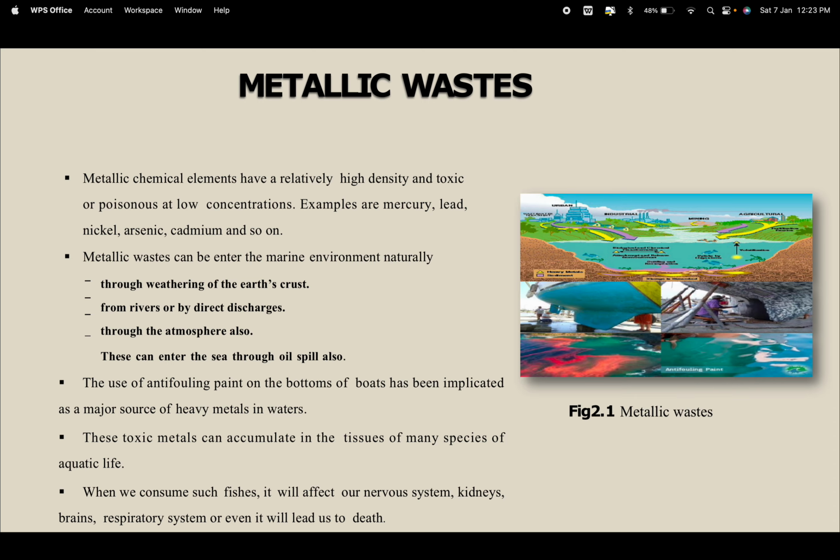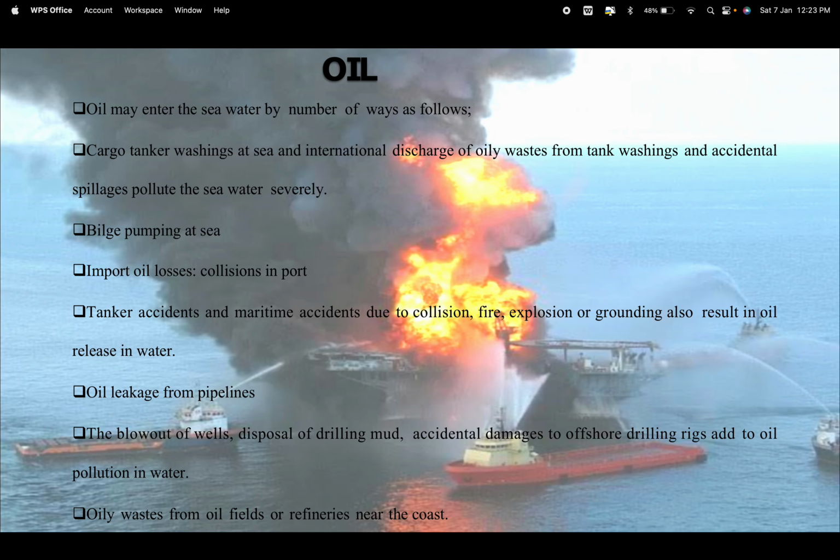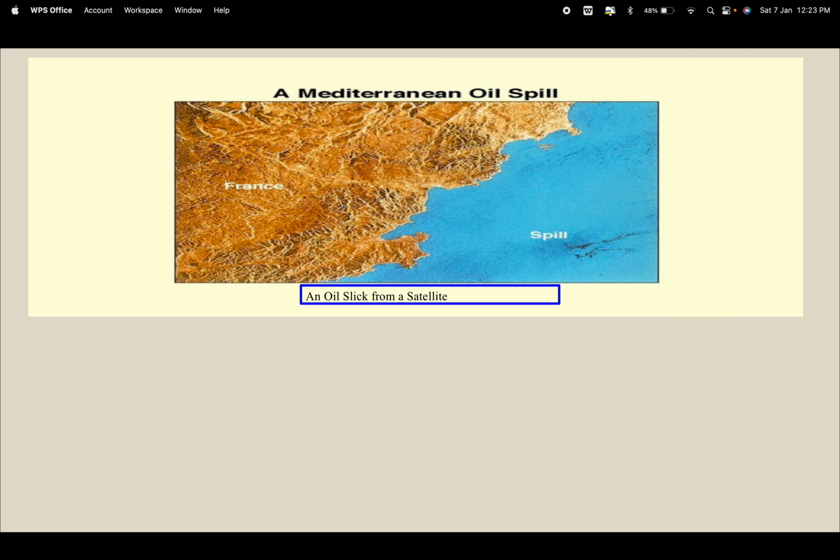Now move to the next slide. Oil. Oil may enter the sea in a number of ways as follows: cargo tanker washing at sea, intentional discharge of oily waste from tank washing, and accidental spillages pollute the seawater severely. Import oil losses, collisions in ports, tanker accidents, and maritime accidents due to collision, fire, explosion, or grounding also result in oil release in water. Oil leakage from pipelines, and oily waste from oil fields or refineries near the coast.